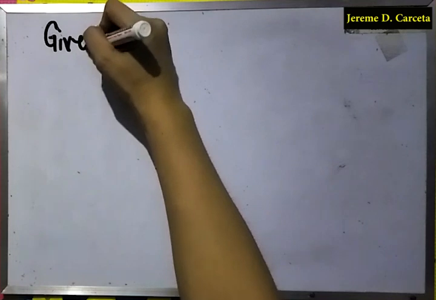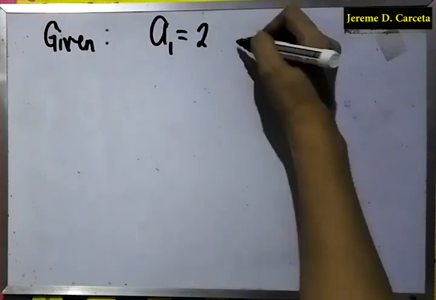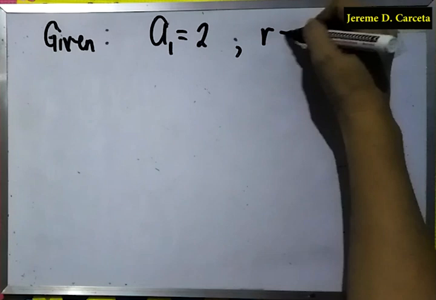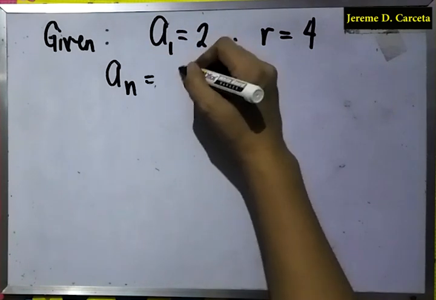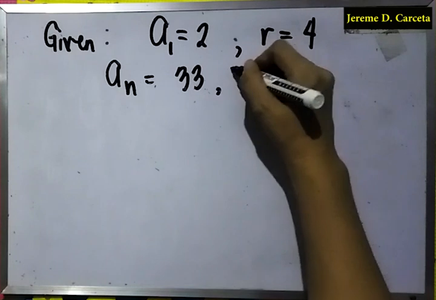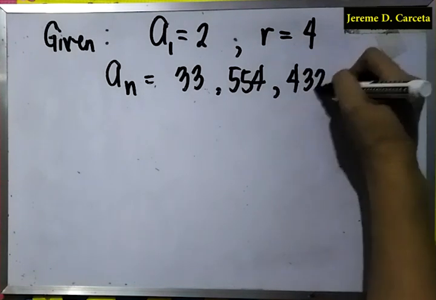So our given there, our a sub 1 is equal to 2, and our r is equal to 4. And lastly, our a sub n is equal to 33,554,432.